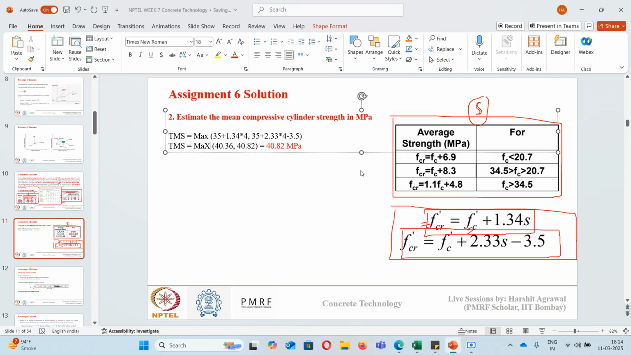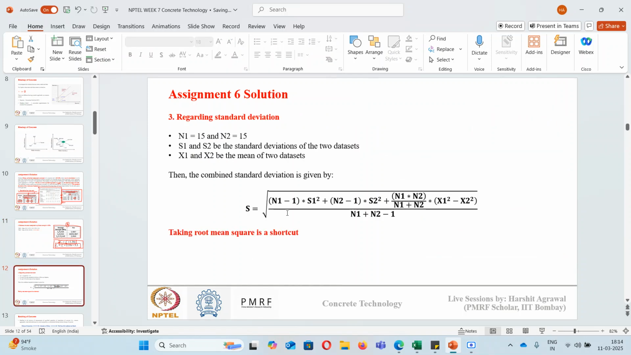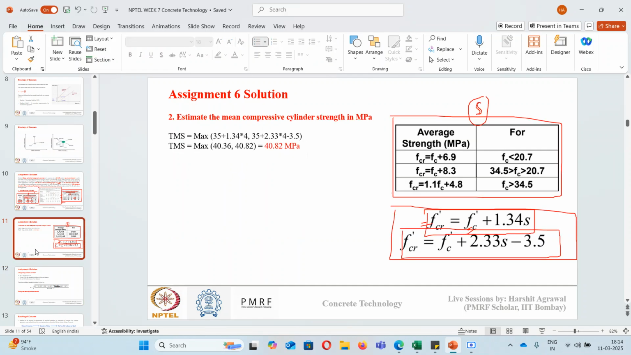Sir, actually we have two standard deviations, right? S1 and S2. In the lecture, sir has explained that we have to convert it into the square root of S1 square plus S2 square. We will get one standard deviation value, as I am showing in this slide. So actually, the answer we will get is 35.82 megapascal.